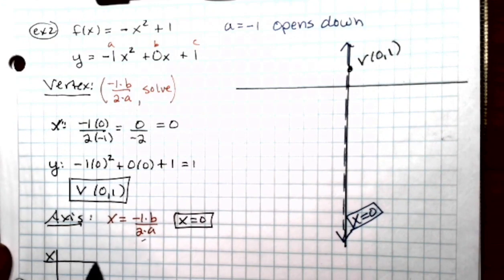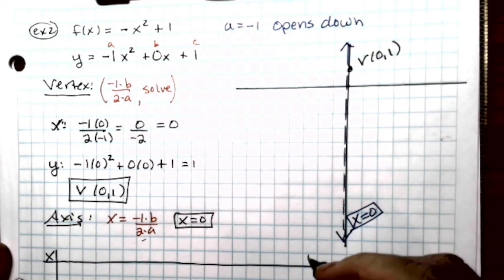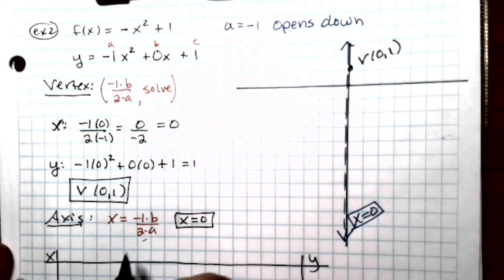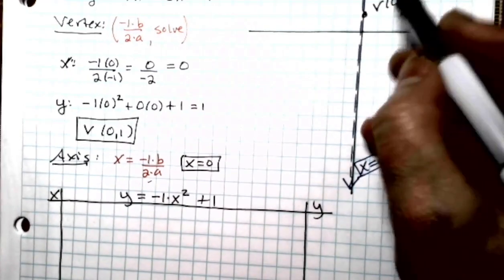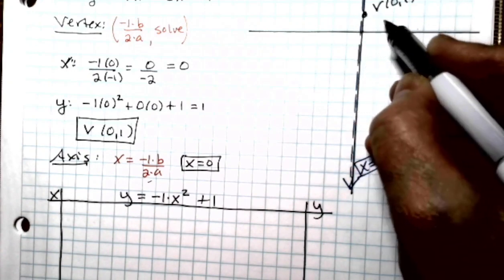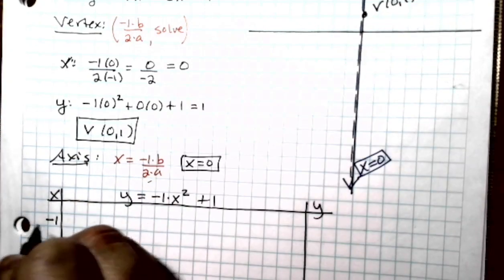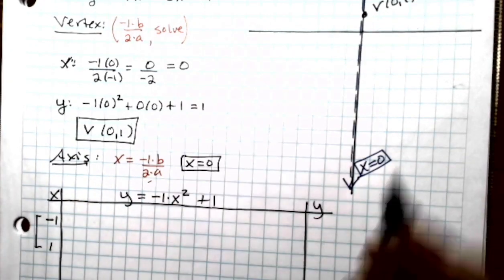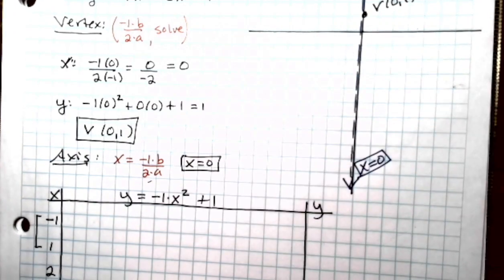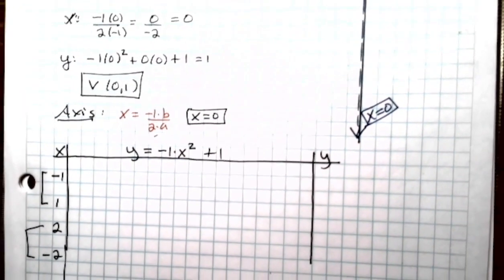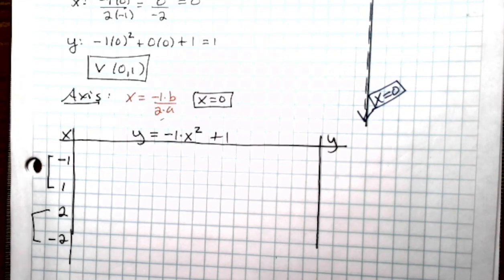So go ahead and make your extended T chart. Remember, it's going to be a lot wider than for a line. Your formula is y equals negative 1x squared plus 1. And now let's pick our points. I pick 1 to the left, 1 to the right, so that would be negative 1 and 1. Those two should be the same. If I go 2 to the right, 2 to the left, that would be 2, negative 2, and those two should be the same. So we're going to substitute those into the equation and get the y's.